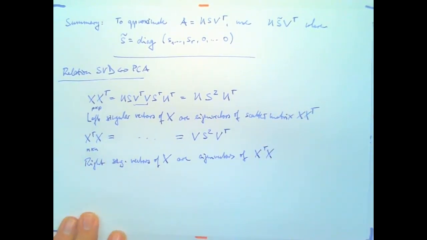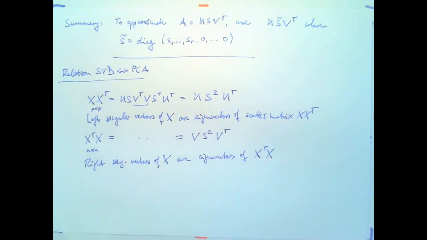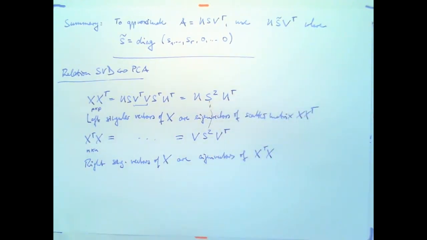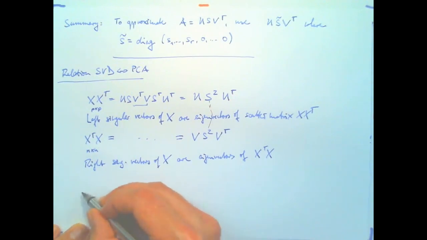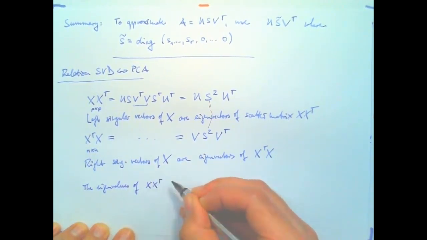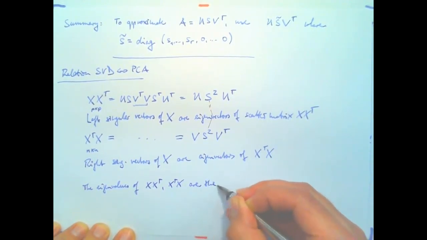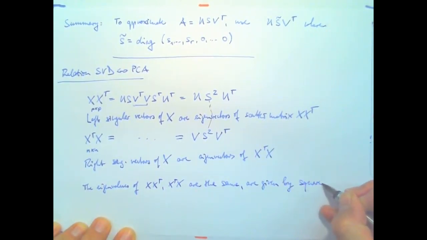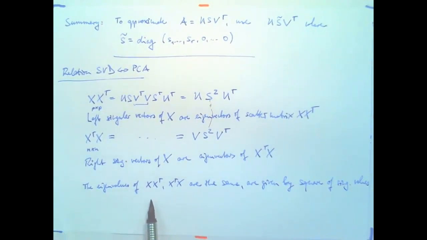And as these formulas show, this S squared is the same as that S squared. One of them will have a larger dimensionality than the other, but the non-zero singular values are the same. So in both cases, the eigenvalues of XX transpose and X transpose X are the same, and they are given by the square of the singular values. So the eigenvalue of the scatter matrix is related to the variance, or it gives you the variance, and the singular value is the square root thereof, so it's like the standard deviation.